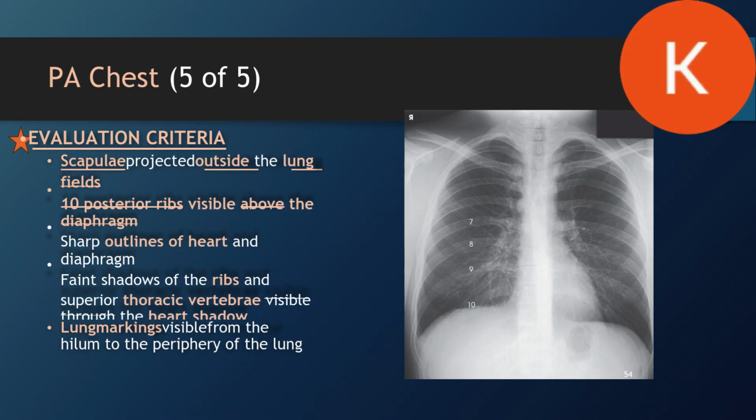The 10 posterior ribs visible above the diaphragm. When we tell the patients to breathe in with full inspiration, the lungs inflate and the ribs also come up. So 10 ribs should be shown above the diaphragm. That shows that the patient was in full inspiration. Sharp outlines of heart and diaphragm should be shown. Faint shadows of the ribs and superior thoracic vertebrae visible through the heart shadow. And we have the lung markings visible from the hilum to the periphery of the lung.